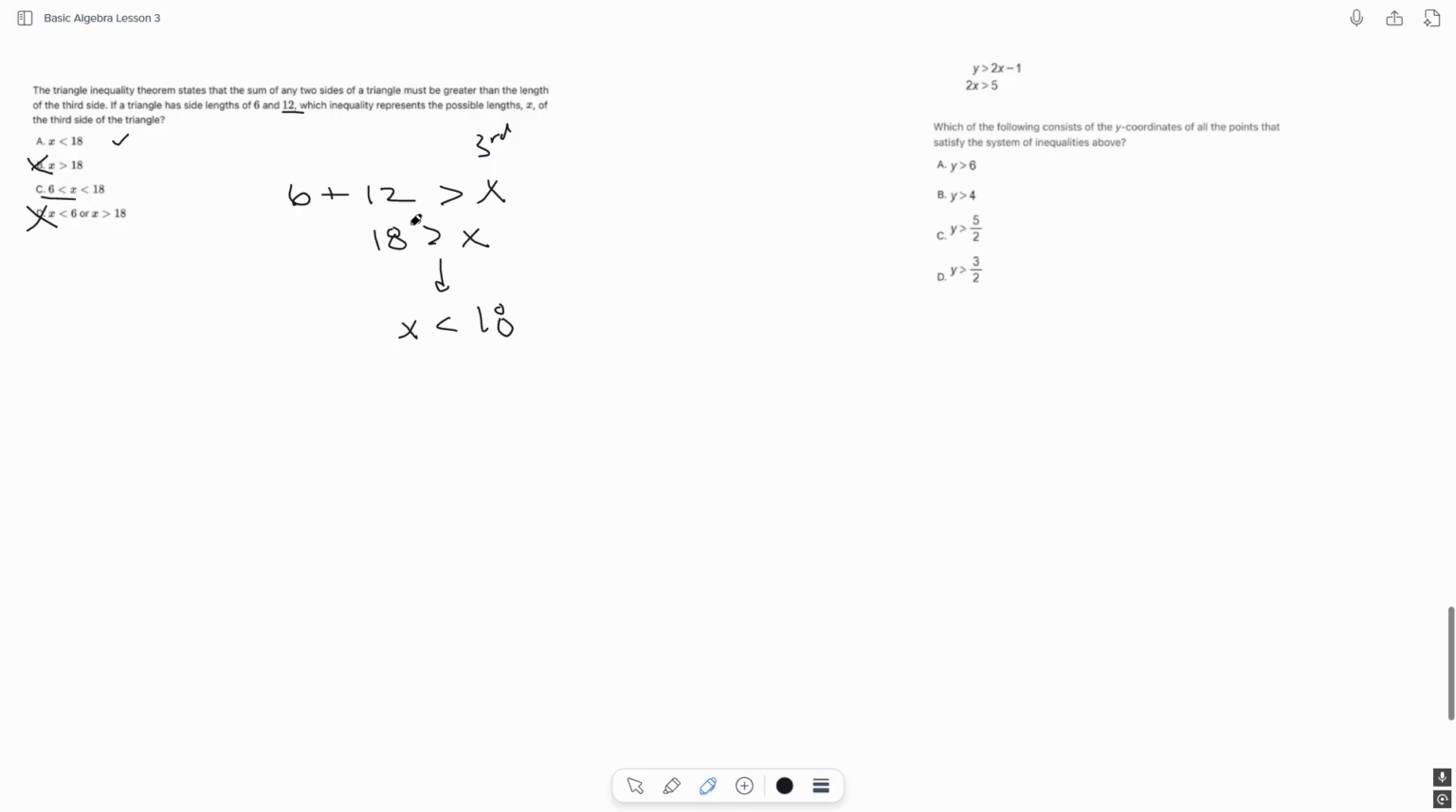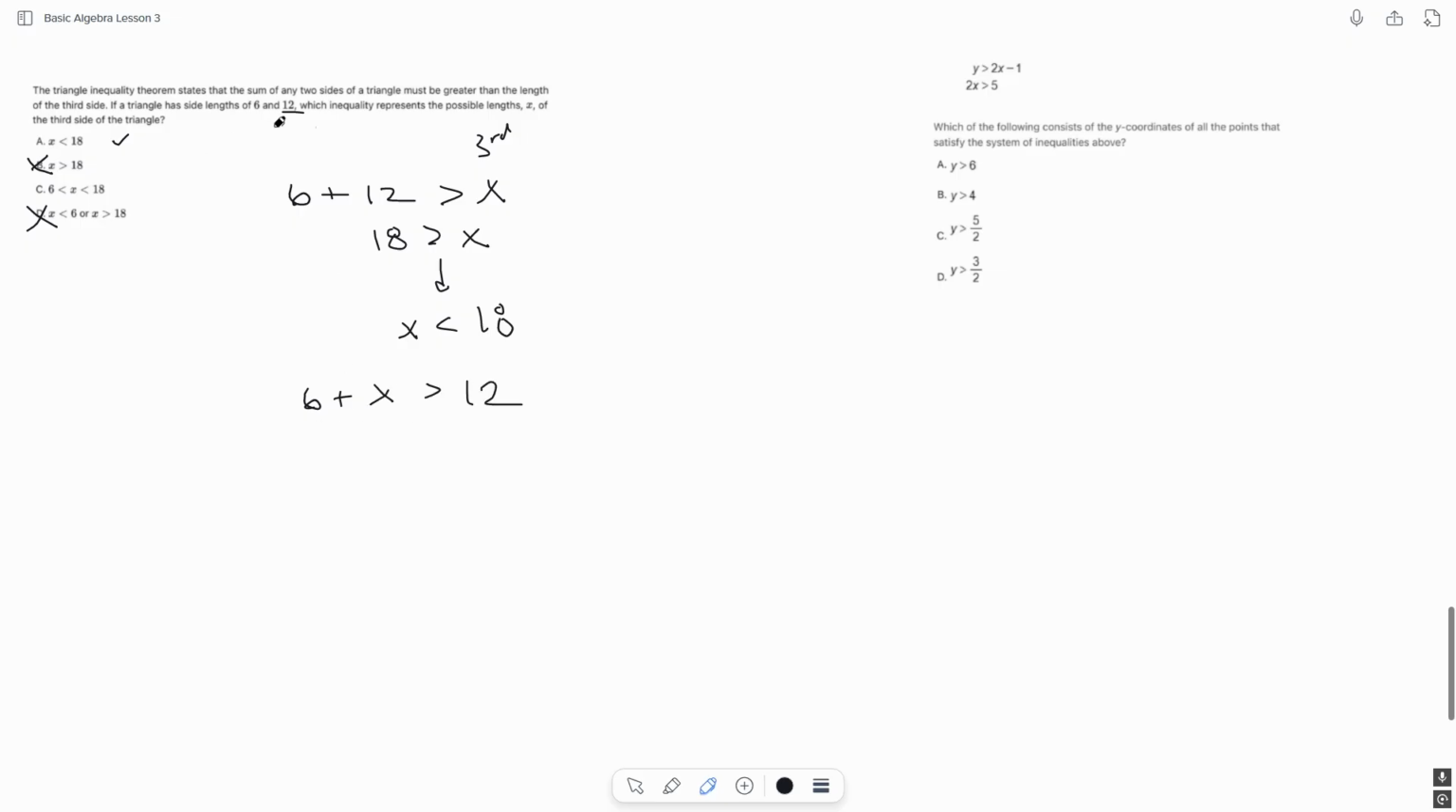But hold on, we also need to check for what happens if 12 is actually the biggest side. Because it can't only be less than 18. What if I told you, for example, the last length was 2? You have 2, 6, and 12. Well, 2 plus 6 is not greater than 12. So that doesn't work. We also have to check if 6 plus X is greater than 12.